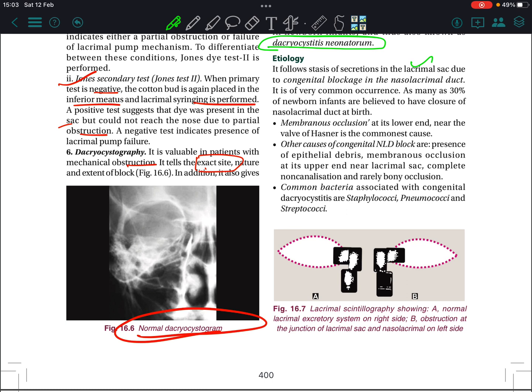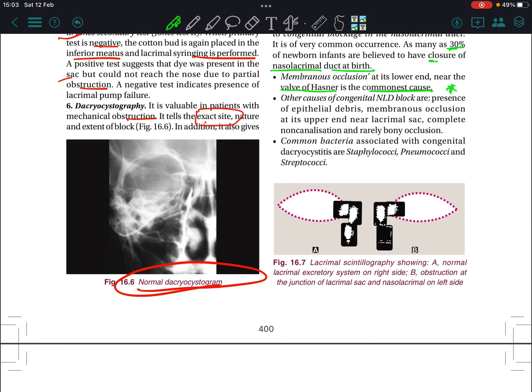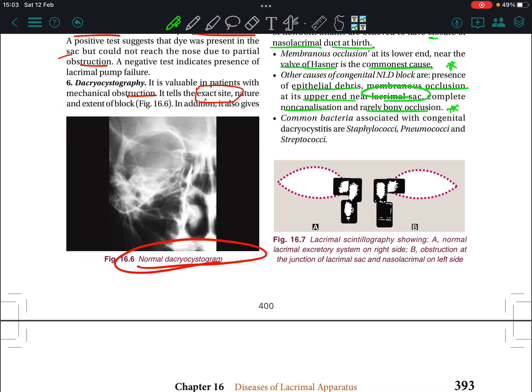As many as 30% of newborn infants are believed to have closure of the nasolacrimal duct at birth. Membranous occlusion at its lower end near the valve of Hasner is the commonest cause. Other causes of congenital NLD block are presence of epithelial debris, membranous occlusion at its upper end near the lacrimal sac, complete non-canalization, and rarely bony occlusion. Common bacteria associated with congenital dacryocystitis are Staphylococcus, pneumococcus, and streptococcus.